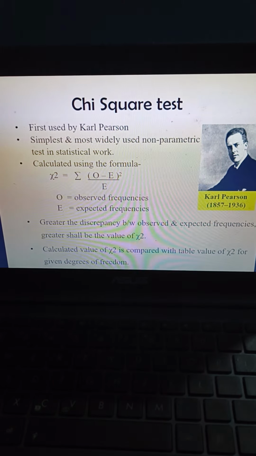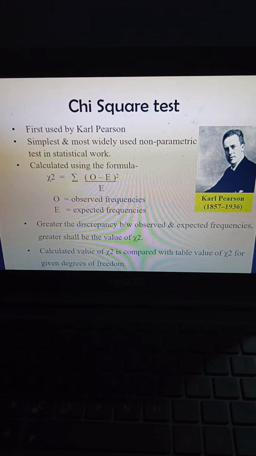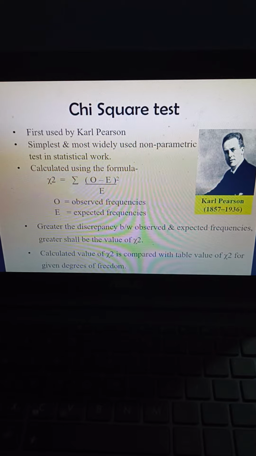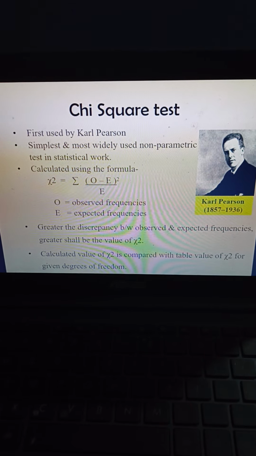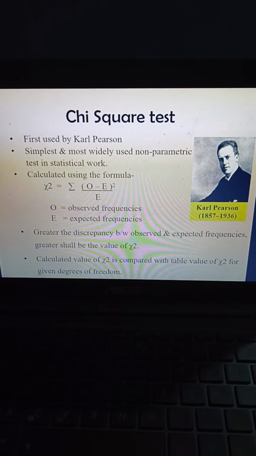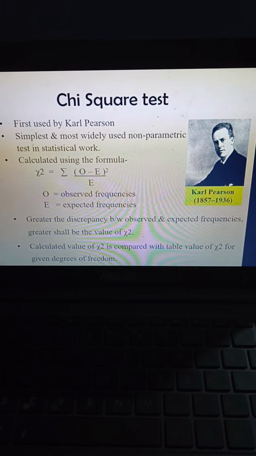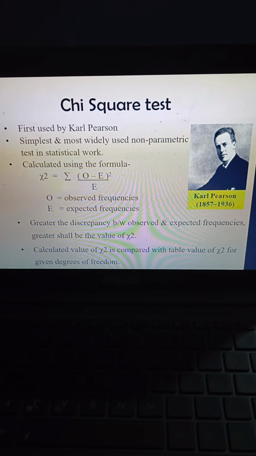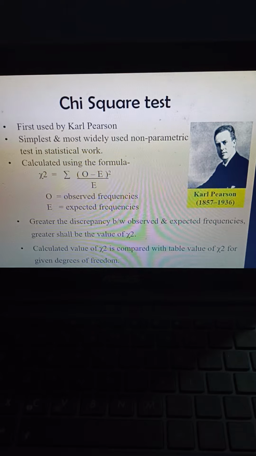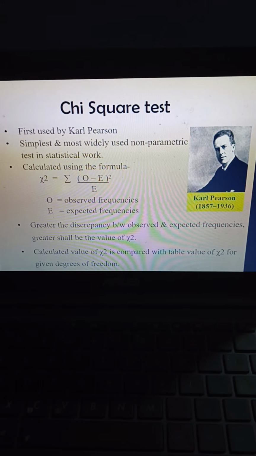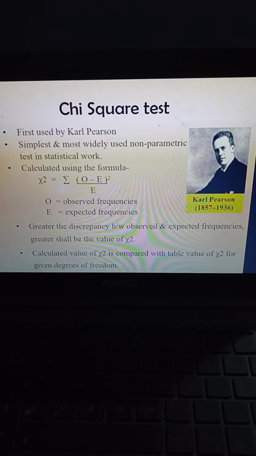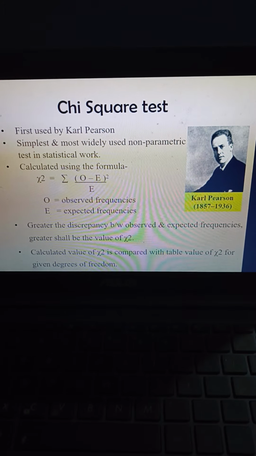Coming to the chi-square test, first used by Karl Pearson, it is the simplest and most widely used non-parametric test in statistical work. It is calculated using the formula chi-square equals summation of (O minus E) squared divided by E, where O is the observed frequencies and E is the expected frequencies. Karl Pearson lived from 1857 to 1936. The greater the discrepancy between observed and expected frequencies, the greater the value of chi-square. The calculated value of chi-square is compared with the table value for the given degrees of freedom.